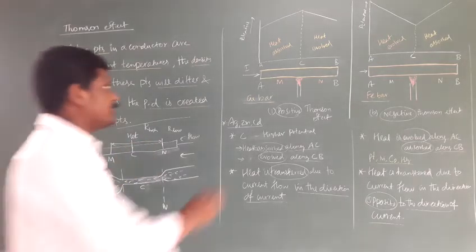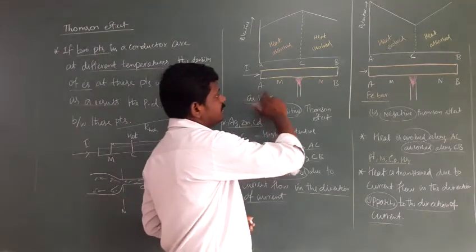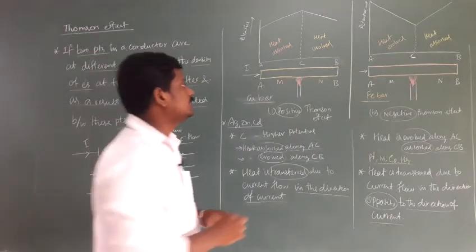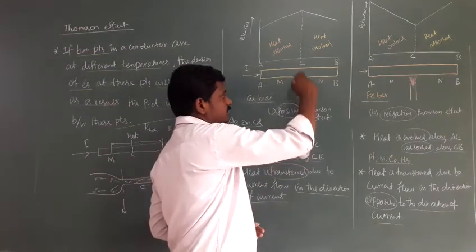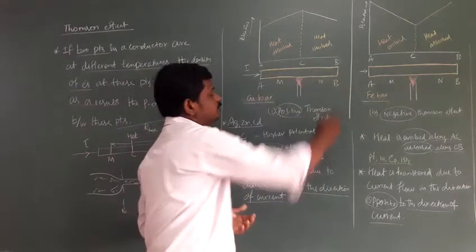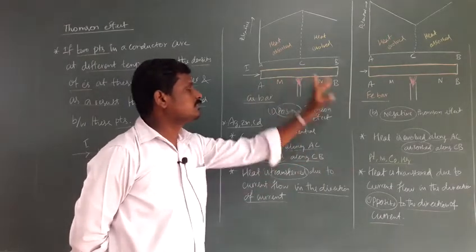So consider a copper bar. The copper bar has ends A and B. C is the midpoint of the copper bar. At C, we are heating using a heat source. So there is a current flow. There is a difference in temperature at the two ends of the conductor.